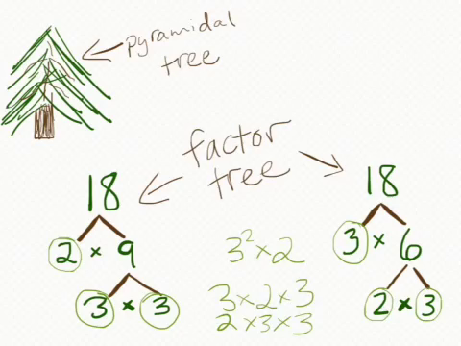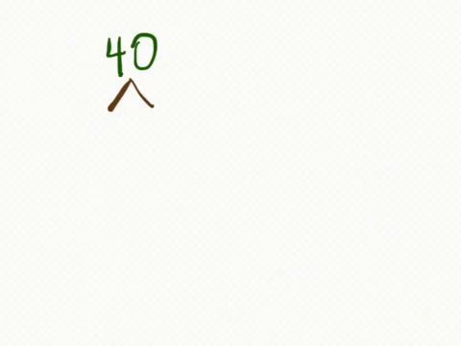So it shouldn't matter how you decide to build your tree. You should always end up with the same prime factorization at the end. Let's try another one. Now let's try 40.